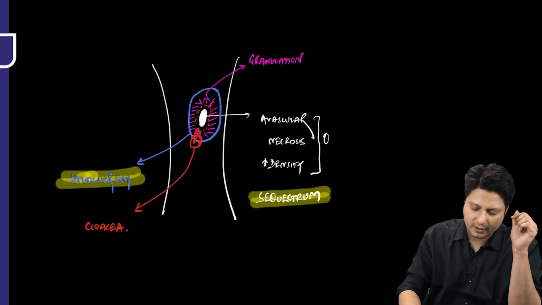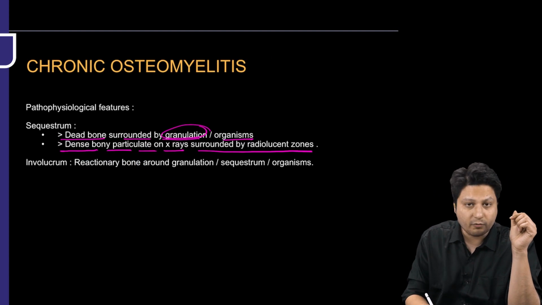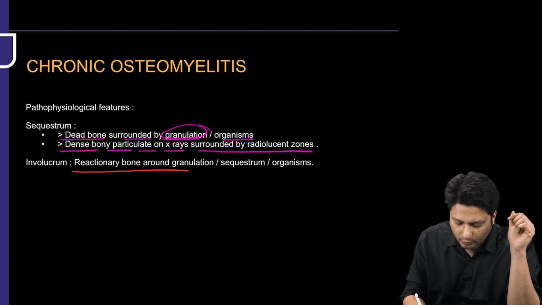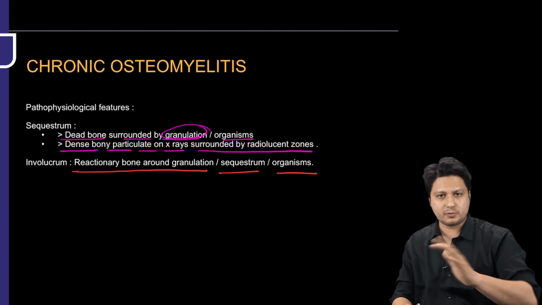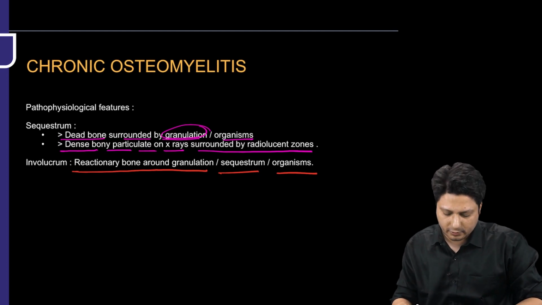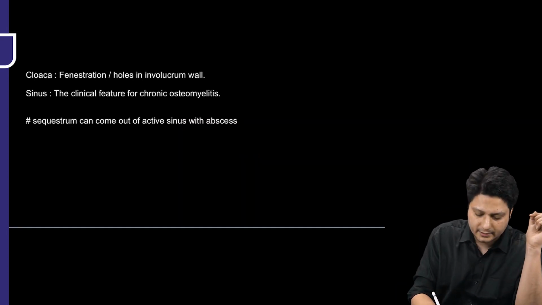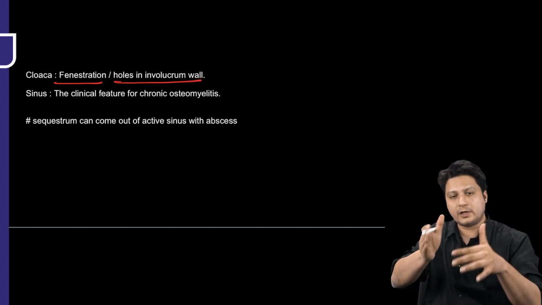Now just try to see what is being written over here. Now what is involucrum? It is a reactionary bone around the granulation, sequestrum and the organism. Now you already came to know about what involucrum is. Then what is cloacae? It is a fenestration or the hole in the wall of the involucrum.